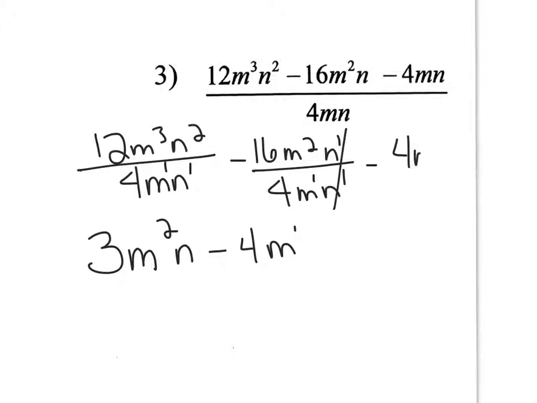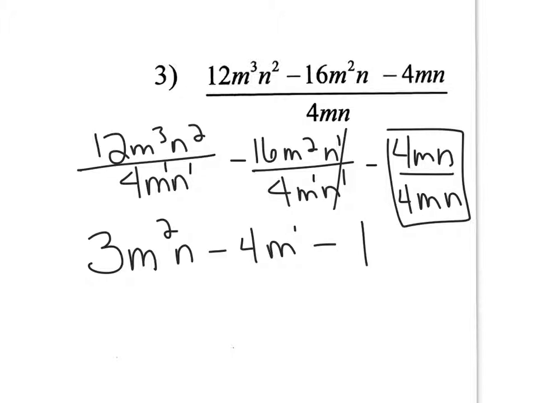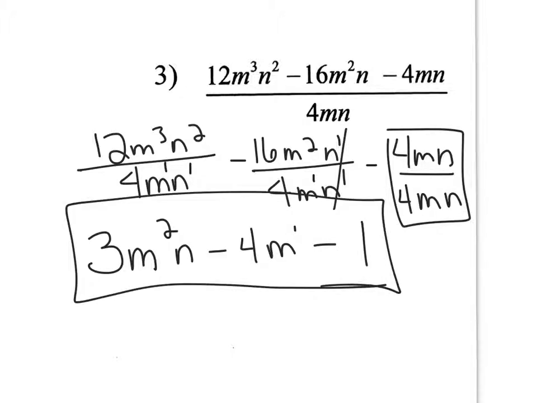Finally, negative 4mn divided by 4mn. Anything divided by itself is 1, so negative 1. There's your answer. Now take your classwork, try that out.